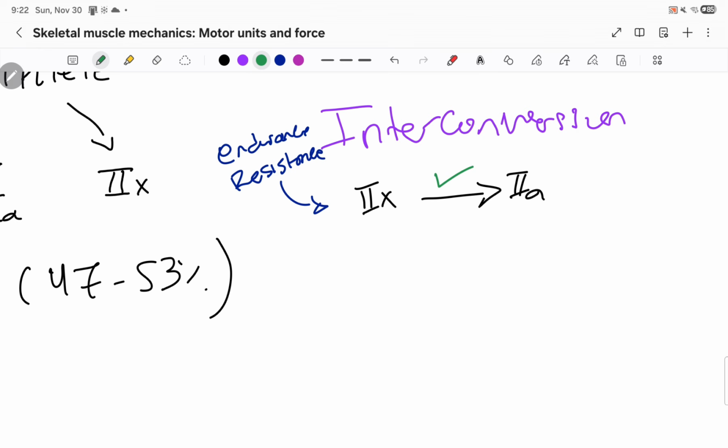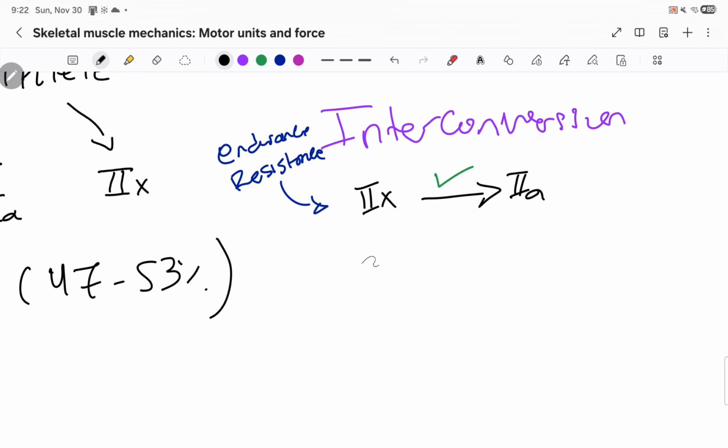And again, it really does have to do with the fact that it's so hard to recruit type 2Xs. And the metabolic profile of this is just much more favorable for recruiting. That's one of the reasons. There's other reasons, of course. But this type 2X to type 2A fiber type conversion does occur. Okay? And so you will get more of these type 2A fibers via training for long periods of time.